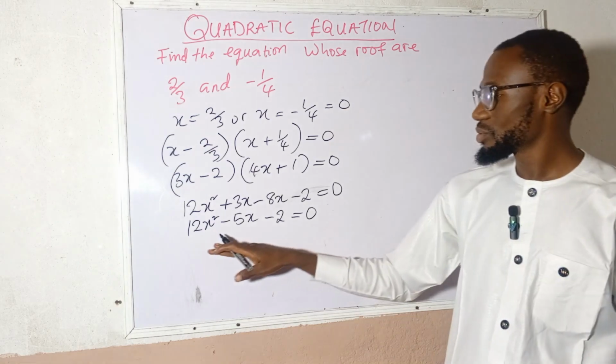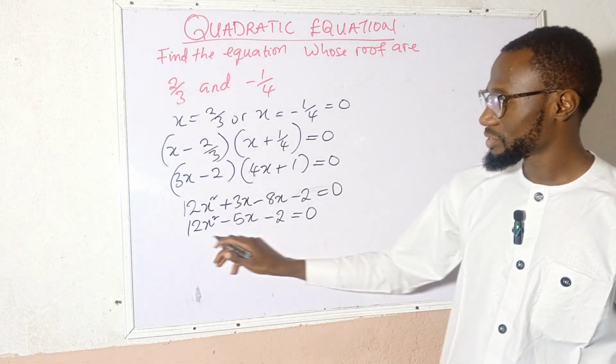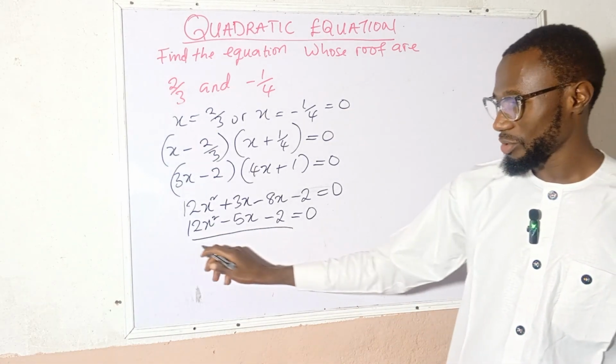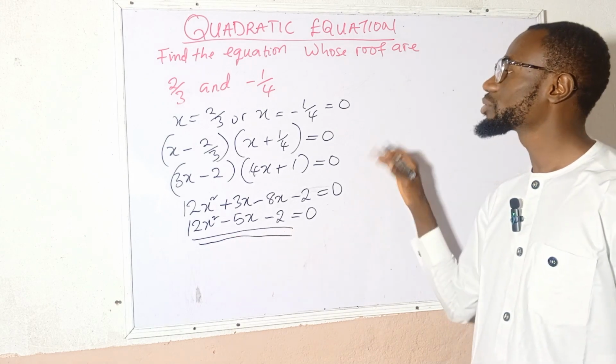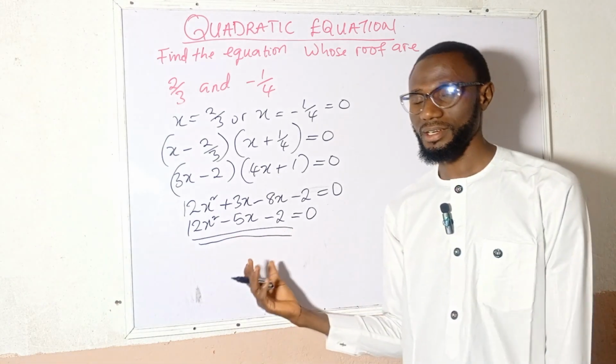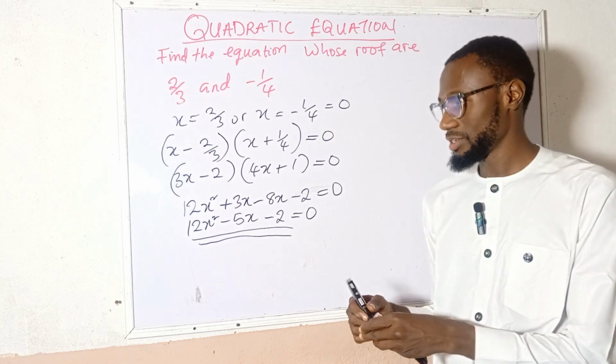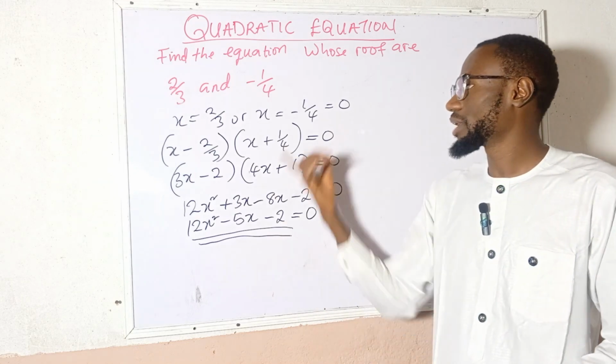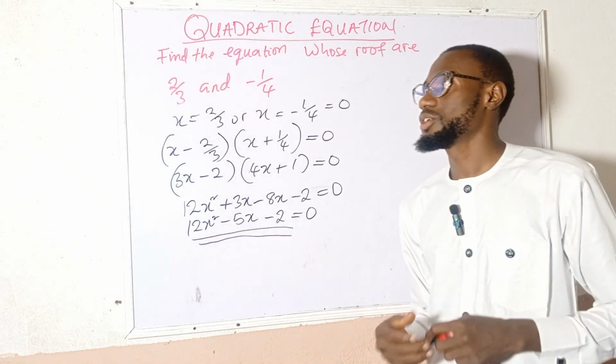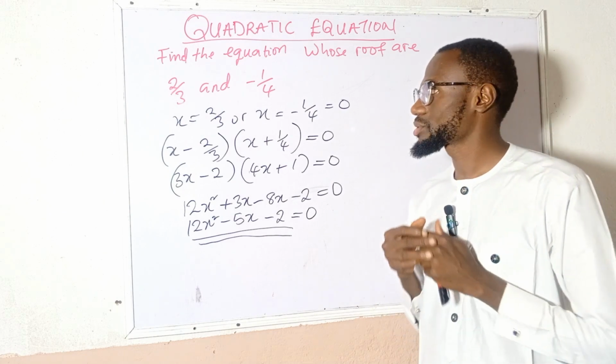Then the next thing to do, now we reach the equation. Then you can go and compare with the roots of the equation you were asked to find. That is the final result. This is the equation. If you solve it, you can get the answer as 2 over 3 or minus 1 over 4.